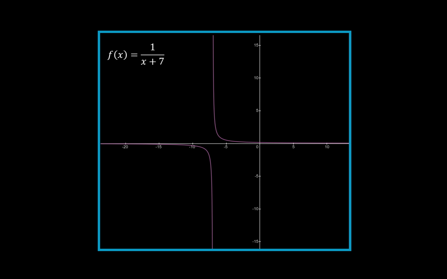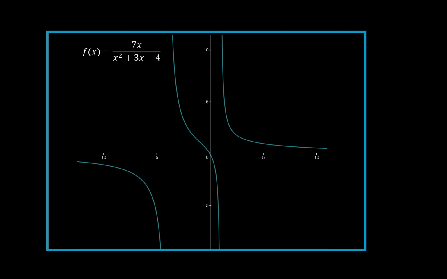Let's look at the function 1 over x plus 7. What value will make the denominator 0 here? Minus 7. So minus 7 is a number that we want to remove from our domain, and our graph will do everything in its power to avoid having minus 7 as an input. Notice on the left-hand side of minus 7, my output becomes infinitely small, while on the right-hand side, my outputs become infinitely large. How about the function 7x divided by x squared plus 3x minus 4?